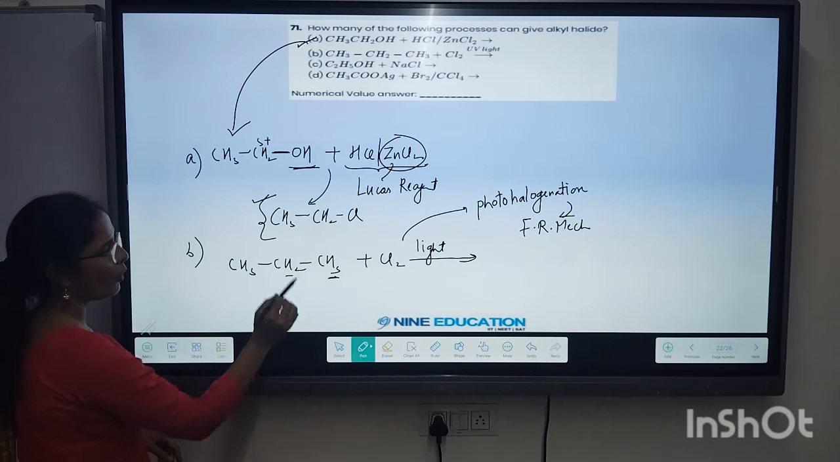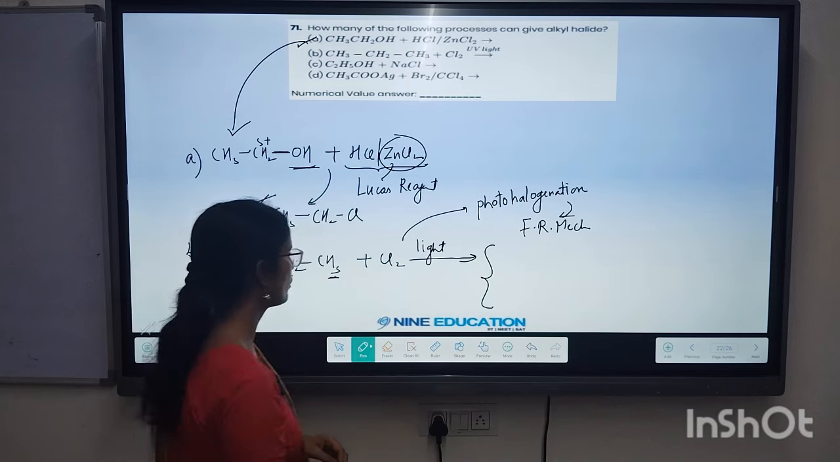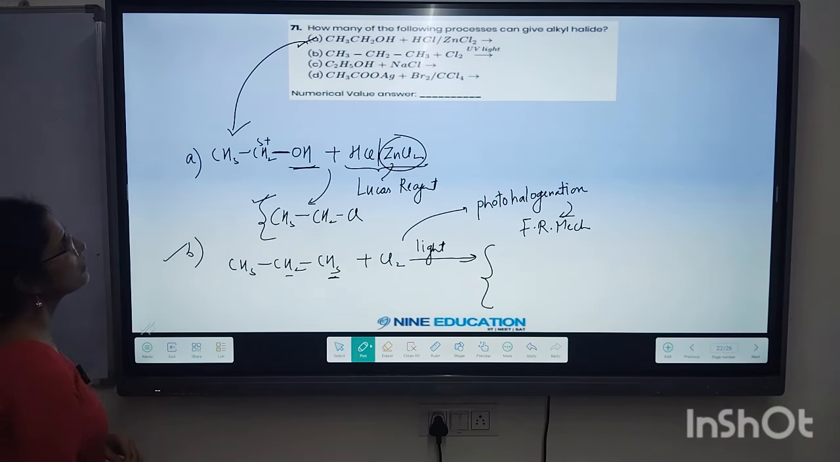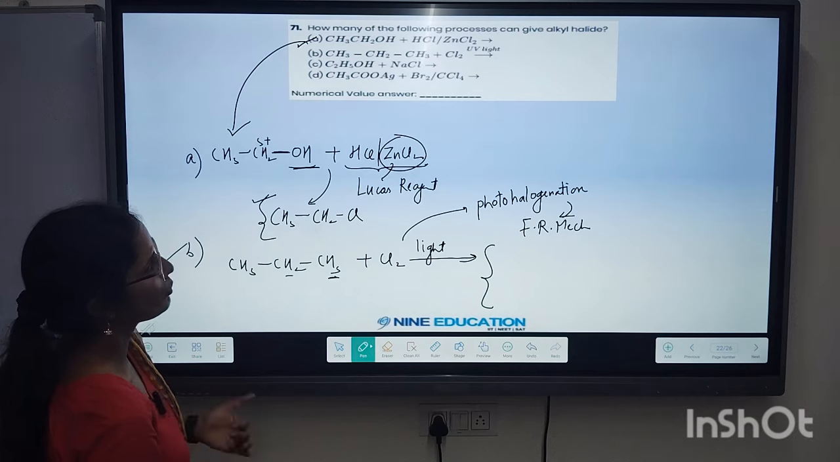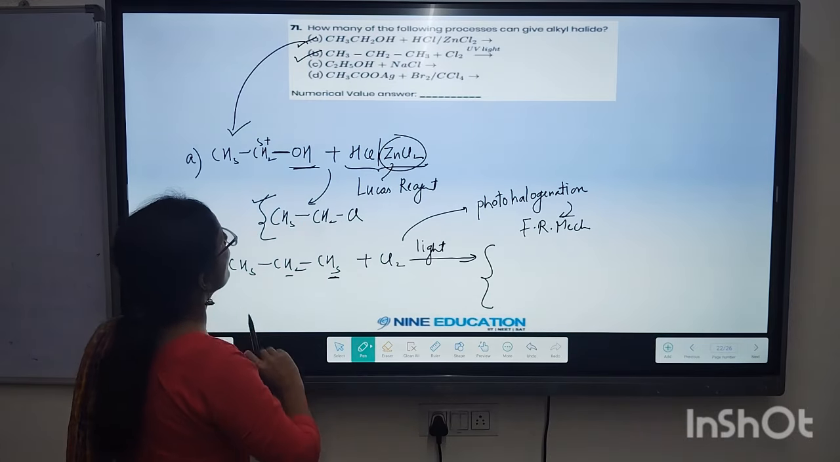Either this hydrogen can be replaced by the chlorine, a substitution reaction, or this hydrogen can be replaced. So you will be getting a total of 2 products, 1-chloropropane and 2-chloropropane. Which means ultimately this reaction will provide us alkyl halide. So this option is also correct here.